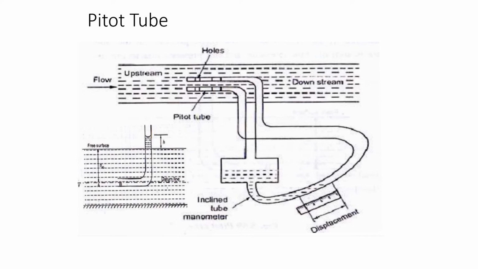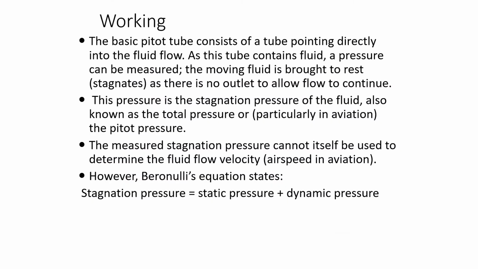If you look at the sketch, over the pipe, a piezometric pipe is connected where we can measure the pressure, that is, the static pressure. The other tube, that is the pitot tube, is connected across the flow. It will touch the flow and pressure will be measured. That will give you the stagnation pressure, which should be more than the static pressure. By the difference between these two, using the calculation, we can easily calculate the flow rate.